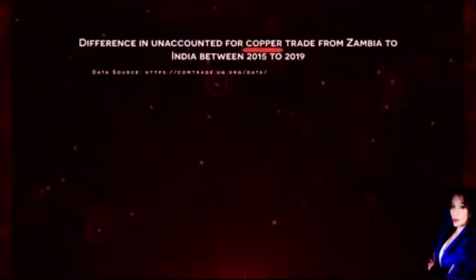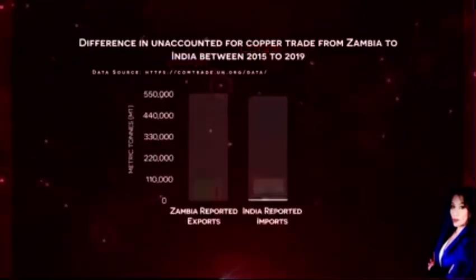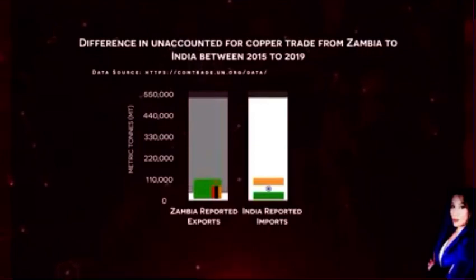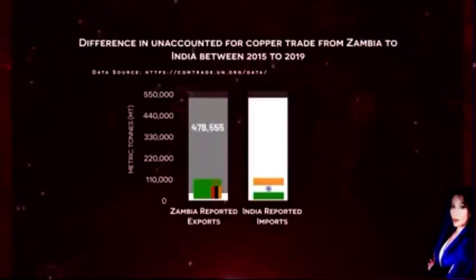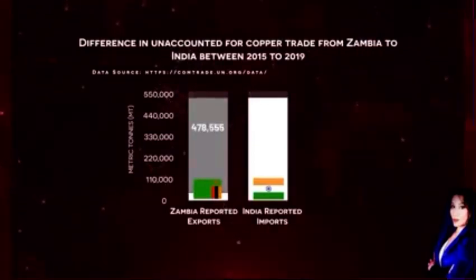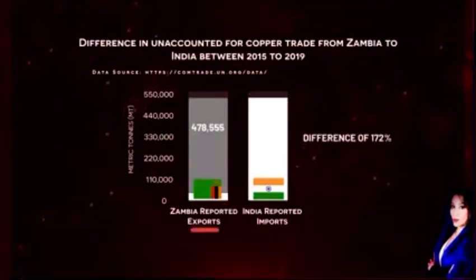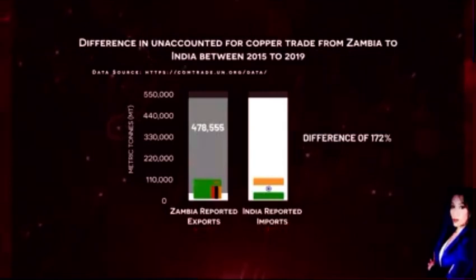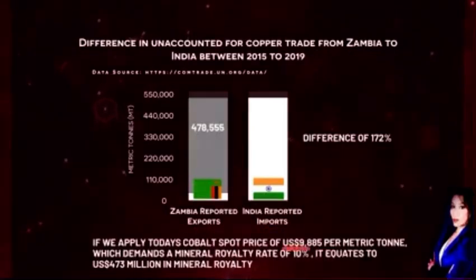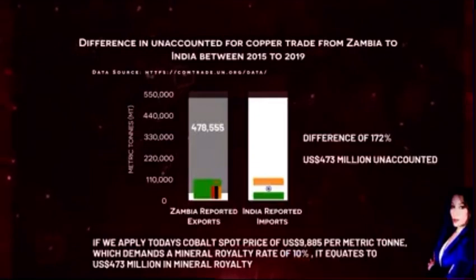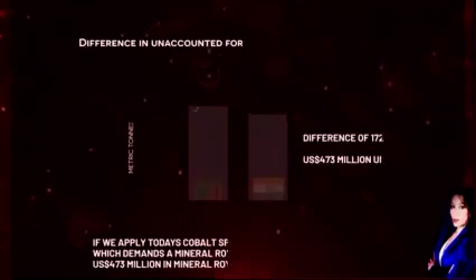Finally, we consider copper trade to India. During the same period, 2015 to 2019, the difference in unaccounted for copper trade was 478,000 metric tons, which is a difference of 172% of what was reported exported versus imported. If we apply today's copper spot price of $9,885 per metric ton, which demands a mineral royalty of 10%, it equates to $473 million in mineral royalty.